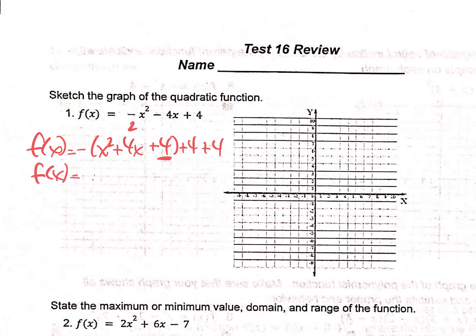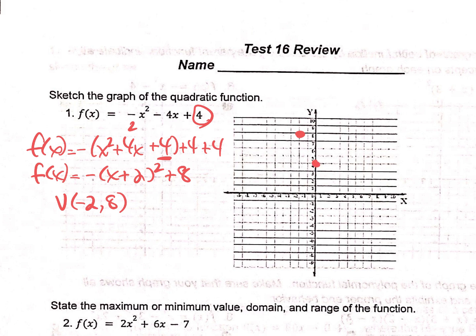So the standard form of that parabola is going to be negative x plus 2 squared plus 8, which means my vertex is negative 2 and positive 8. So I'm going to go there, negative 2 and 8 on my graph. The y-intercept, if I put 0 in for x, I would get 4, so the y-intercept is 4.